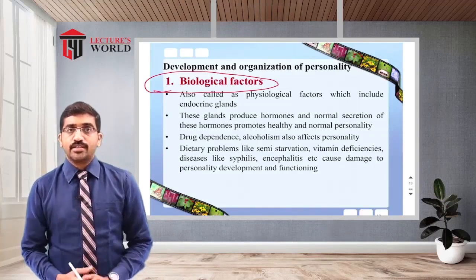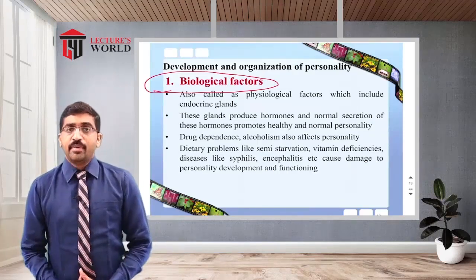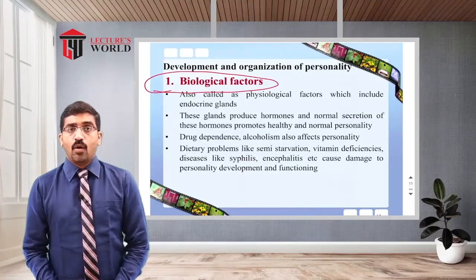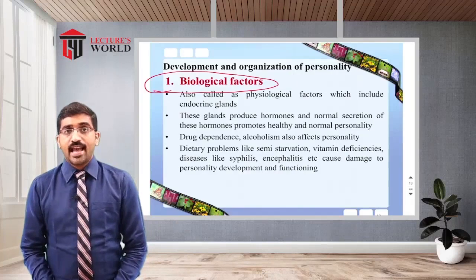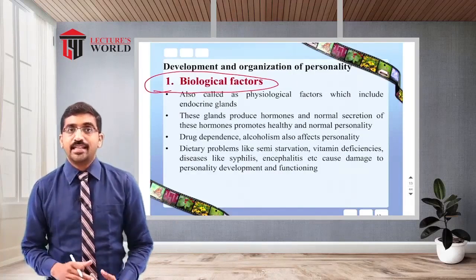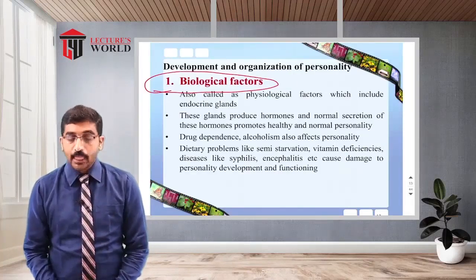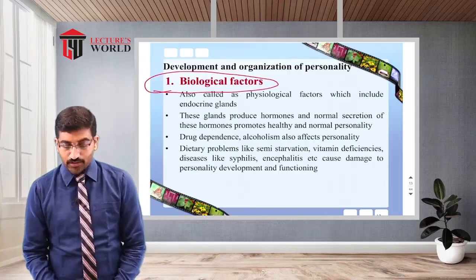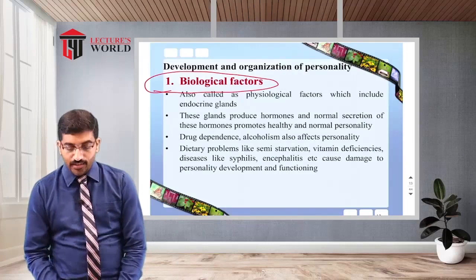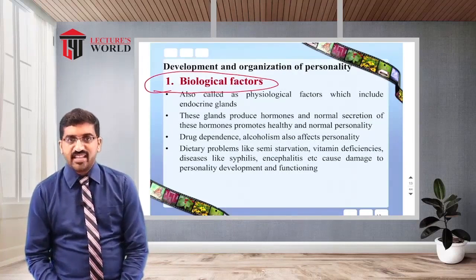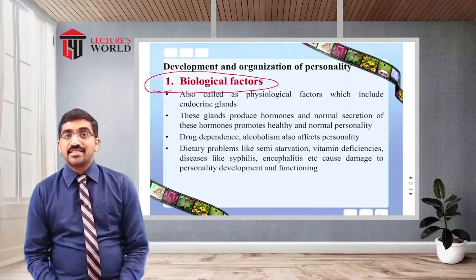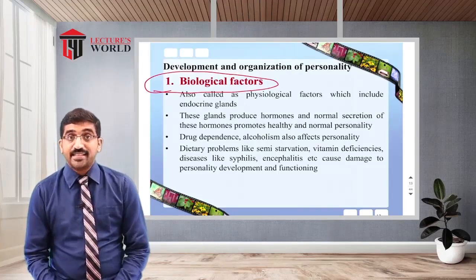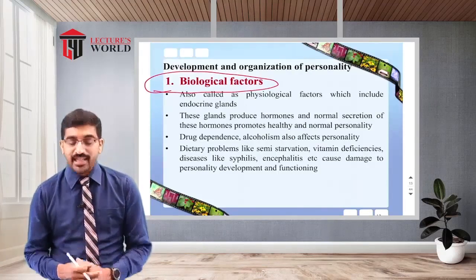So our hormone circulation is proper. If my blood circulation is proper, if there is no issue with my hormones, that means I have a good personality. I mean, my personality is maintained. But sometimes, drug dependence and alcoholism also affect personality, right? So this is also a very bad thing, because our personality gets disturbed because of this type of drug dependency disorder, because we are dependent on that drug.